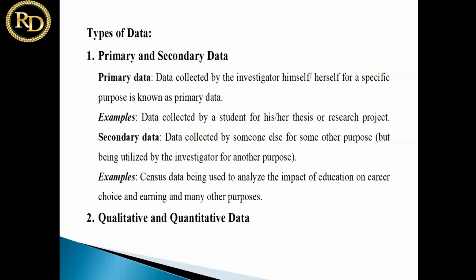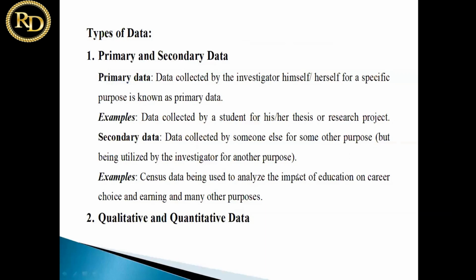Before knowing different tools for collecting the data, we should know the types of data. As we know, there are two types of data, primary and secondary data. Primary data is the data which is collected first hand, which has not been used earlier for any purpose. Primary data collected by the investigator himself or herself for a specific purpose is known as primary data. For example, data collected by a student for her thesis or research project is primary data.